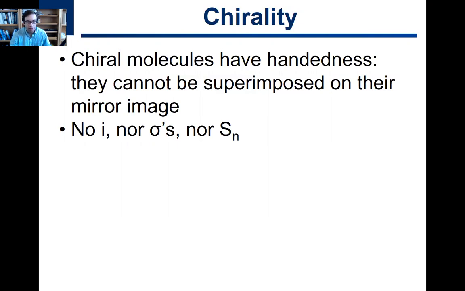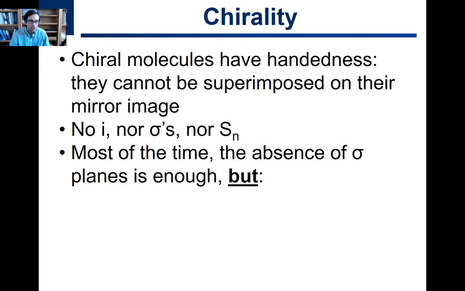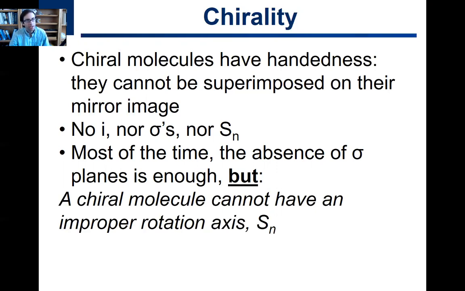And so you may have learned that chiral things don't have reflections, and things that aren't chiral have reflections. That actually isn't true. That's not a correct definition, and there are some examples that I'll show you where that isn't true. So yeah, most of the time it is true. So the absence of sigma planes most of the time tells you that you're chiral. But a chiral molecule can also have an SN, okay?